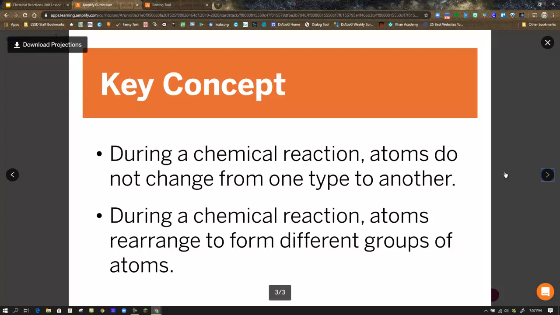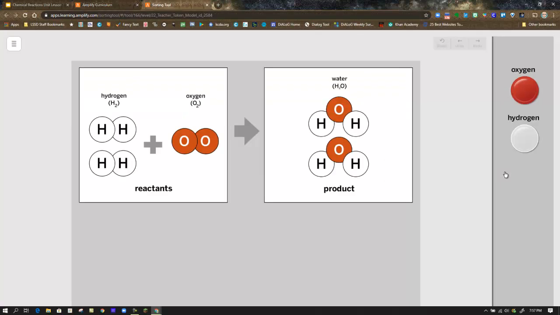And the key concept here is during a chemical reaction, atoms do not change from one type to another. During a chemical reaction, atoms rearrange to form different groups of atoms. So the atom itself stays an atom, but they rearrange into what we refer to as molecules. So we'll take a look at the actual sorting tool that you might be using on paper there at home.